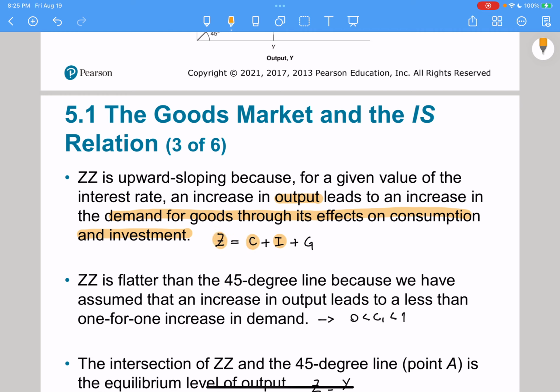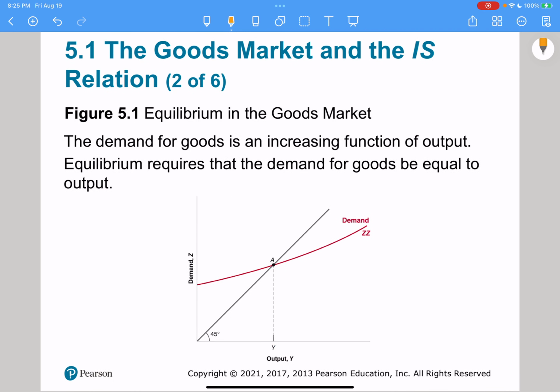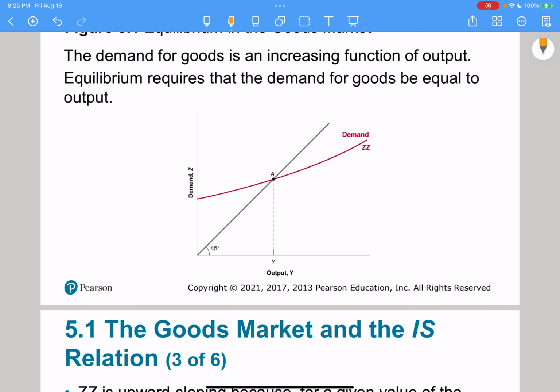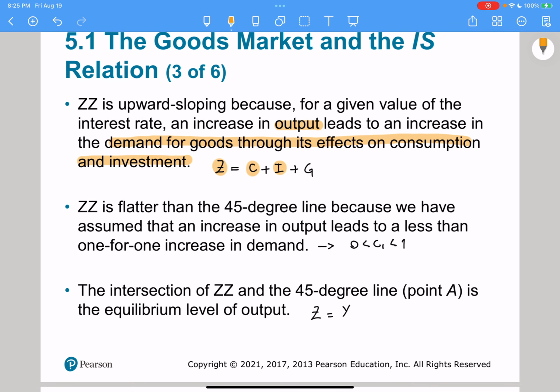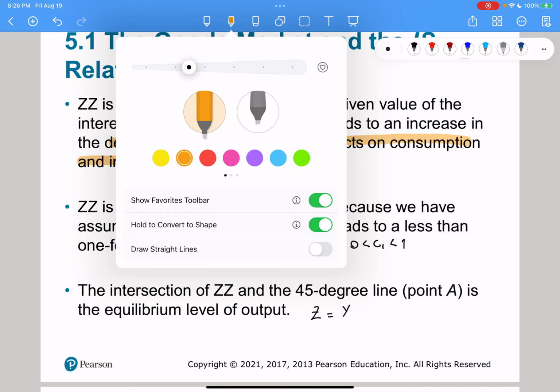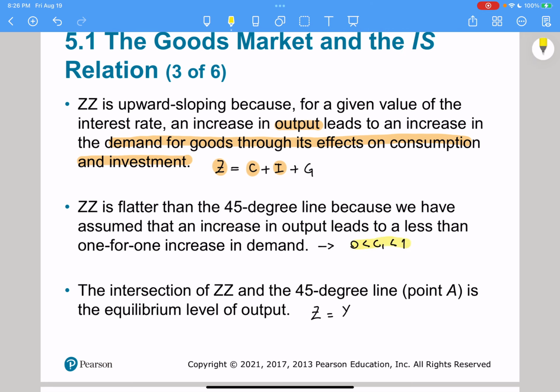As Z equals Y, this is going to increase Y. That's the first reason why this demand is an upward sloping function or curve. Second, this is flatter than a 45-degree line, and this is because of the assumption of the C1 that we have made. Because we have assumed that an increase in output leads to a less than 1-for-1 increase in demand.